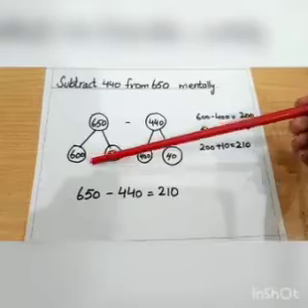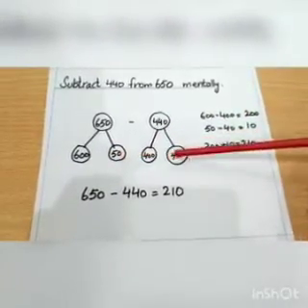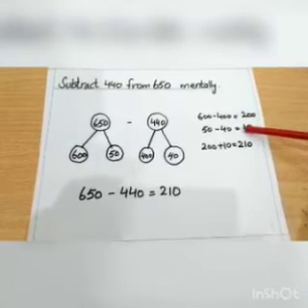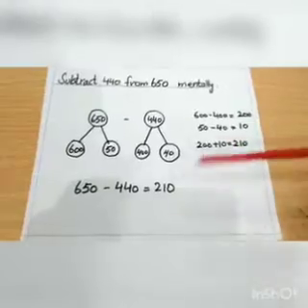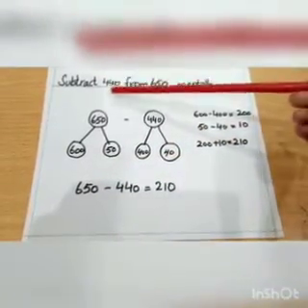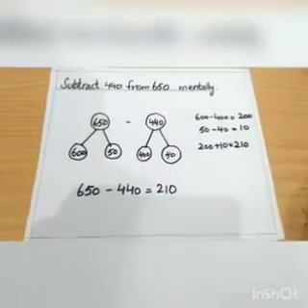Okay, 600 minus 400 is equal to 200. 50 minus 40 is equal to 10. Okay, 200 plus 10 is equal to 210. Thus, 650 minus 440 is equal to 210.